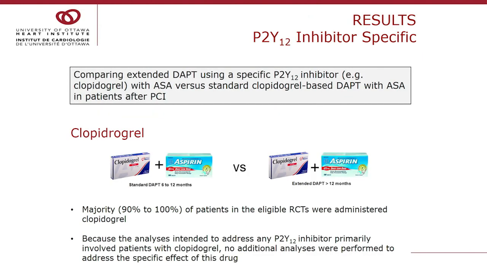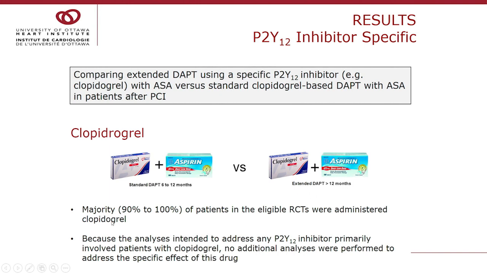Now, just very briefly, we have the P2Y12 inhibitor-specific results. So we're now not looking at any P2Y12 inhibitor combined with aspirin in an extended versus a shorter-term mode. We're just looking at specific ones. And so if we want to compare clopidogrel with aspirin over the standard or shorter term, how does that compare with clopidogrel and aspirin over the longer or extended term?